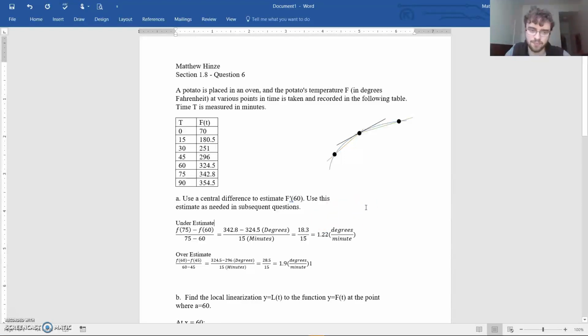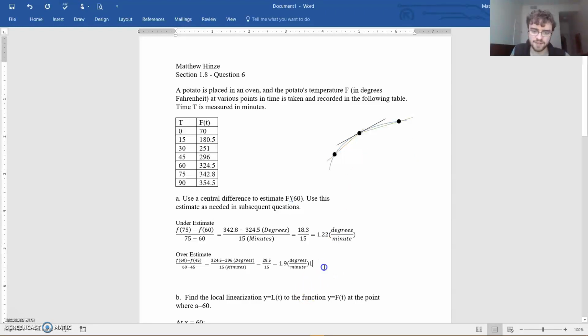So to start, since we're going to be using the data points given to us, we have our underestimate, which is going to be from using the central difference between f of 75 and f of 60. So eventually, using these points, 342.8 minus 324.5 over 15 minutes, leads us to an instantaneous slope estimate of f prime of 60 of 1.22 degrees per minute. Now this is the underestimate because, as you can see here, going from our middle point 60 to the right point 75, it is lower than what the actual slope would possibly be.